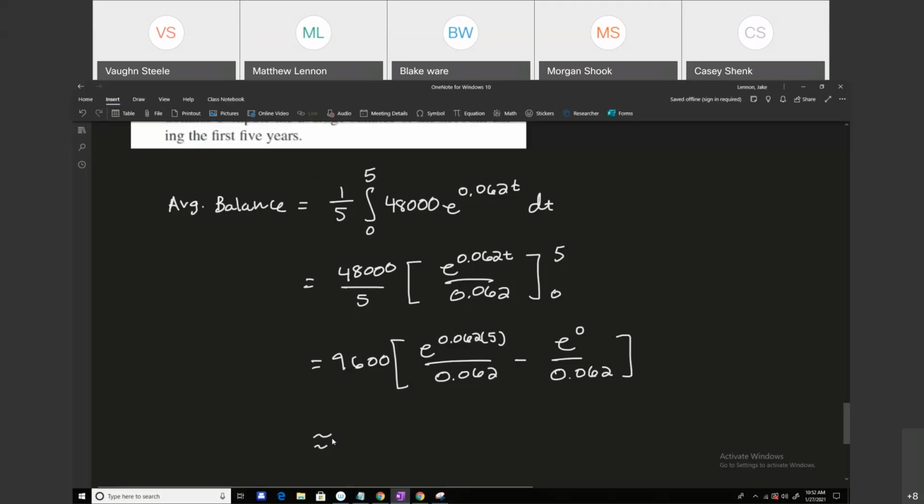Okay, so we end up with an average balance in this account of 56,272.28. So pretty straightforward. Again, like I said, there's not much to this section. It's just a lot of practice rehashing basic integration techniques using these two formulas.